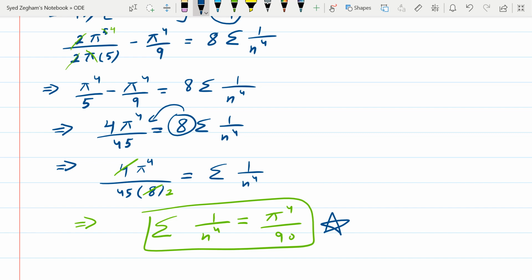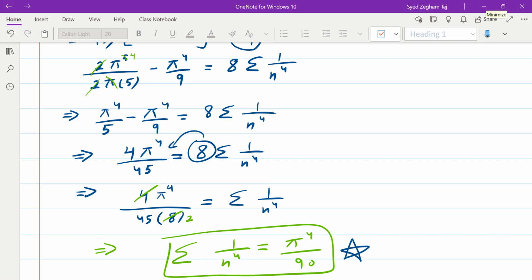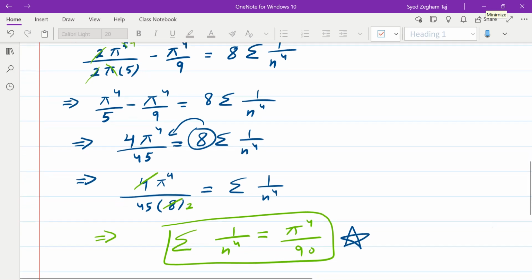So as I told you, sometimes they may give you that, you need to deduce this series or verify that summation 1 by n power 4 should be equal to pi power 4 by 90. That we have done. Otherwise, they may ask a question in a different form, that deduce the series summation 1 by n power 4. What is the value of this series? So same way, this is equal to pi power 4 by 90 that you have obtained. So this is about Parseval's formula.